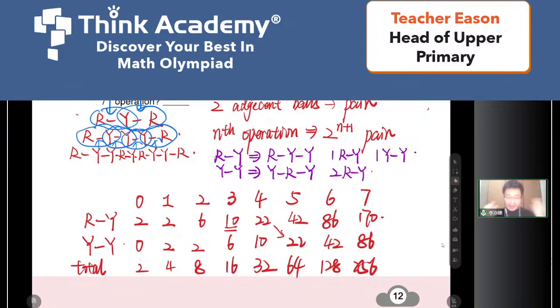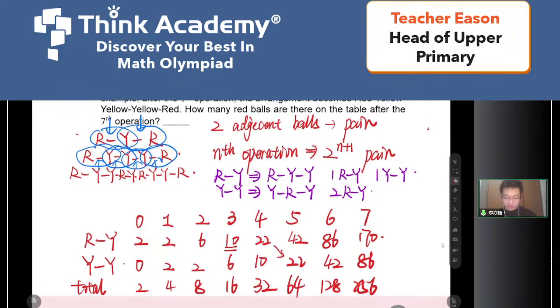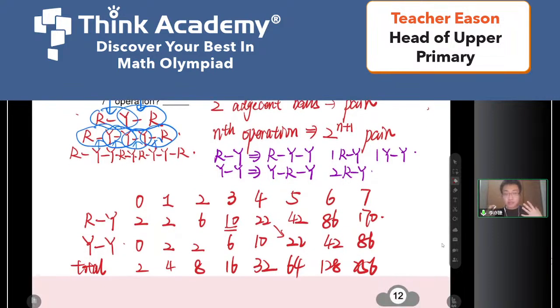So how many pairs are there after the 7th operation, right? This is not the number of balls. But now we should use the number of pairs to determine how many balls there are. Actually, it's not that difficult. So we look at this.